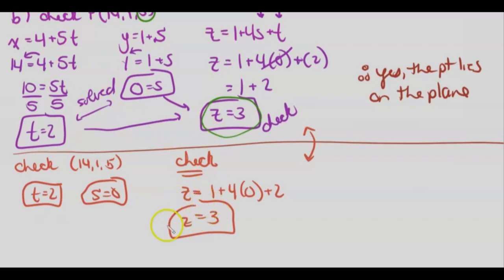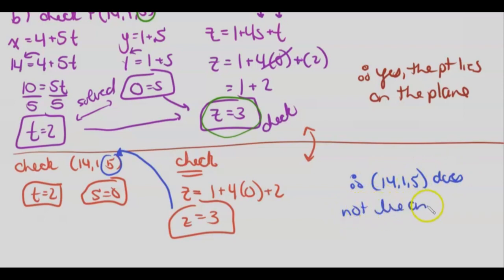So since we get z equals 3, so the exact same 3 steps here, when we compare it, we see that if we have the parameters t and s, it will not punch out the z equals 5 that we were looking for. So that's what the difference is going to be when you get those two types of questions. So 14.15 does not lie on this plane.